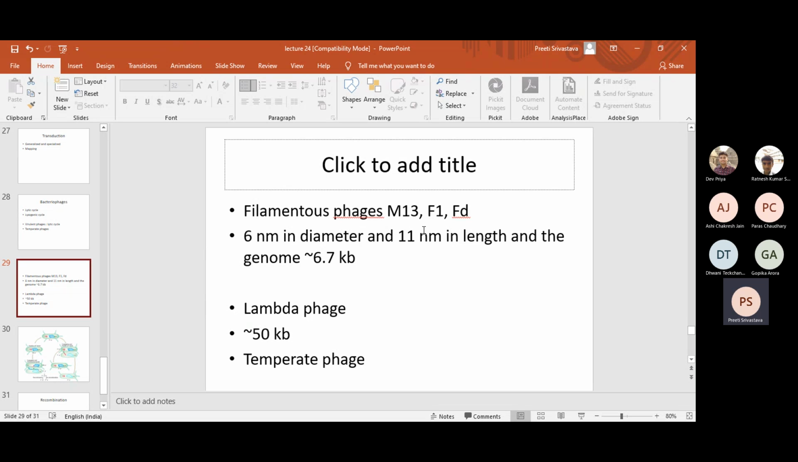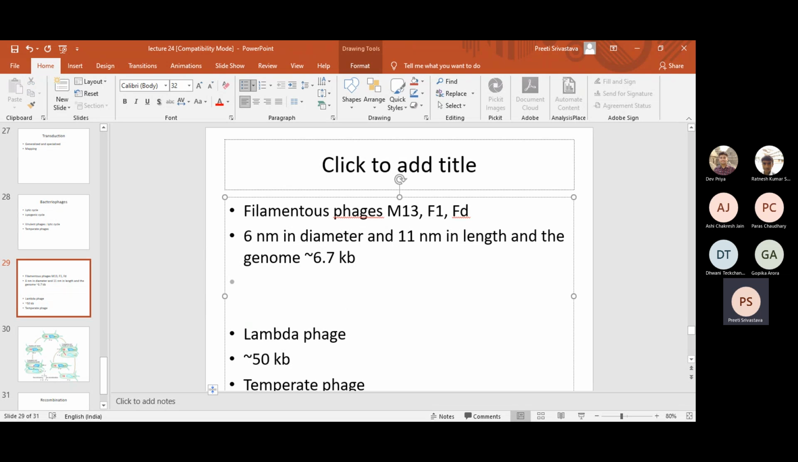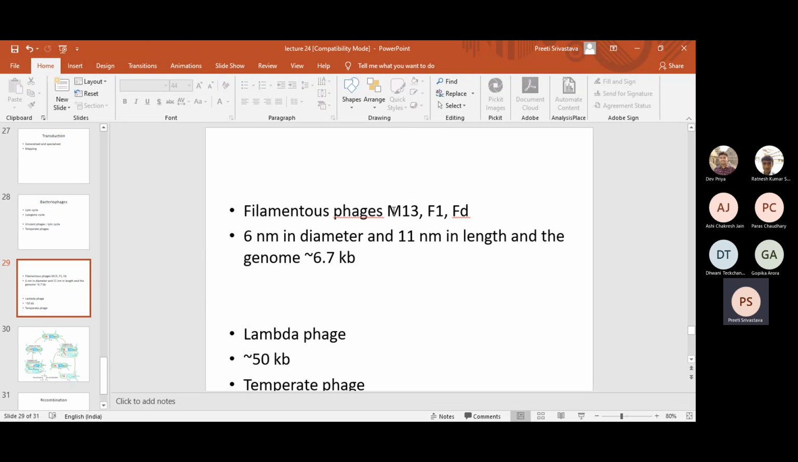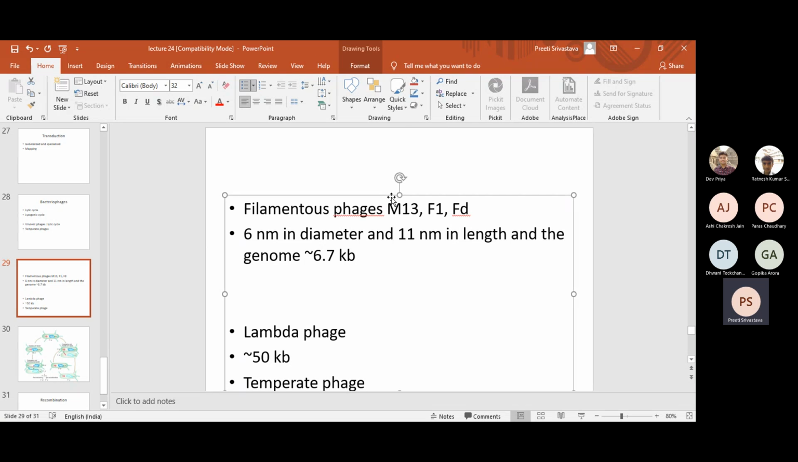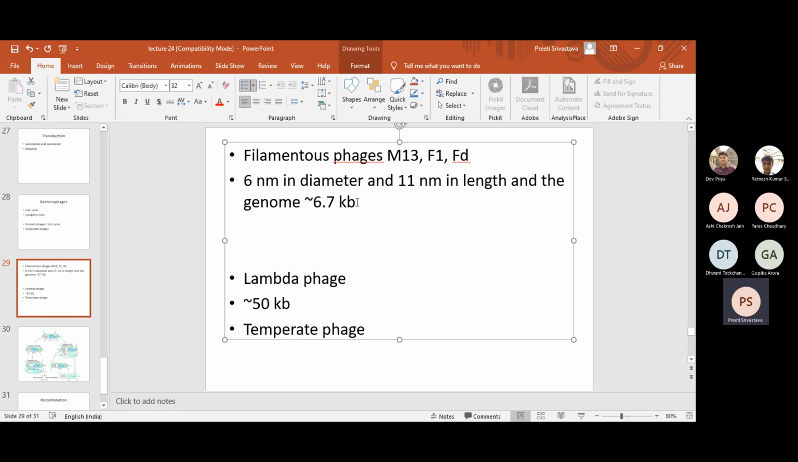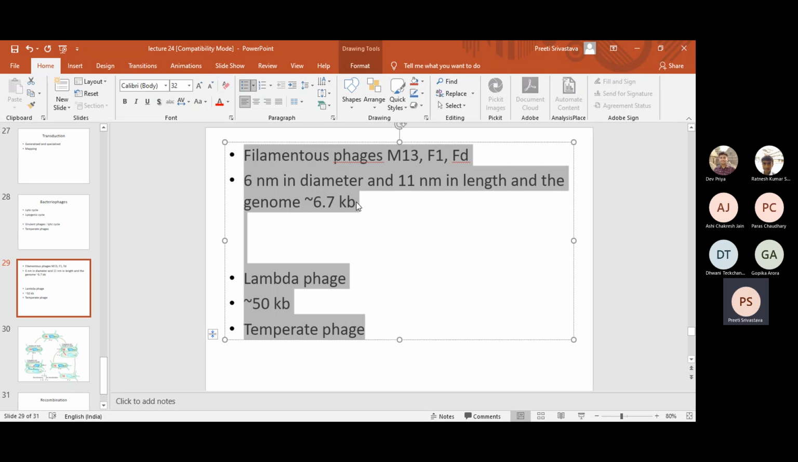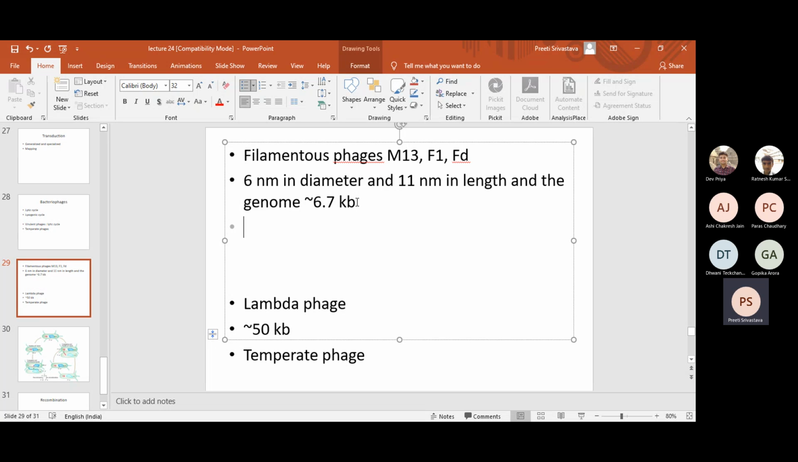What about filamentous phages, the M13 phages? These phages are actually virulent phages, but they are unique in the sense that they do not lyse the cell. They do not integrate in the chromosome, but they do not lyse the cell either. The way they work is because of their filamentous shape, and because they are so thin in diameter and so small in length, they just escape through the pores of the cell membrane.